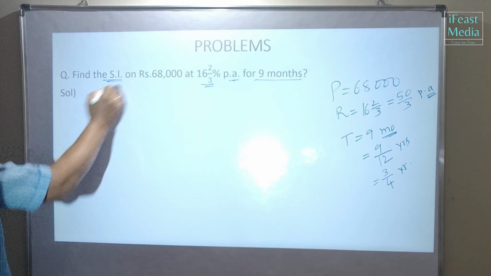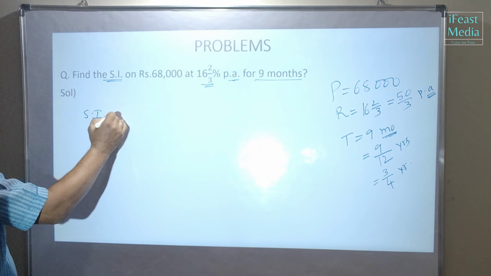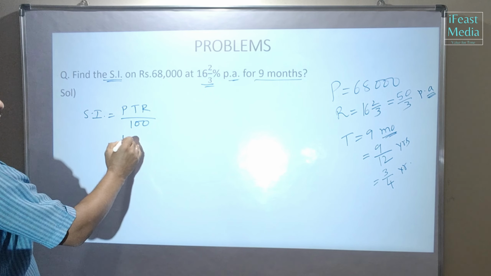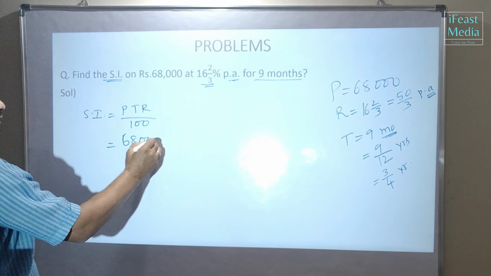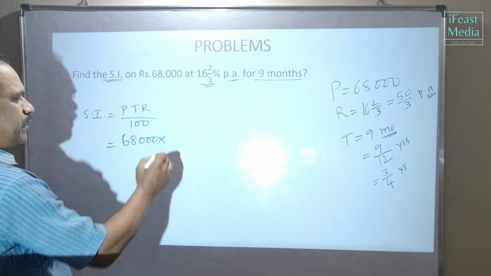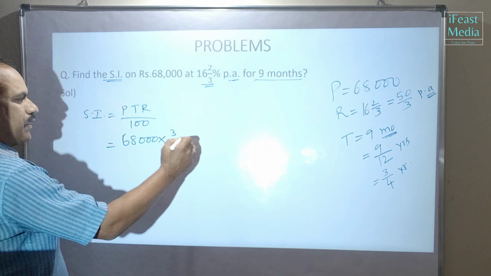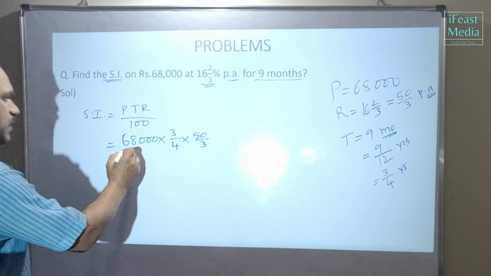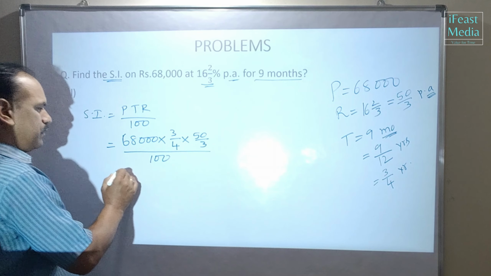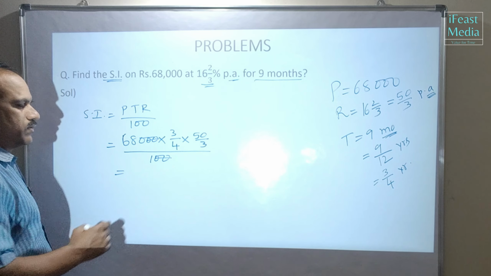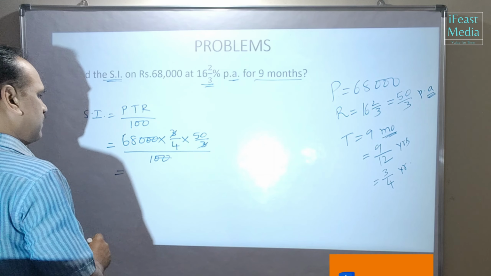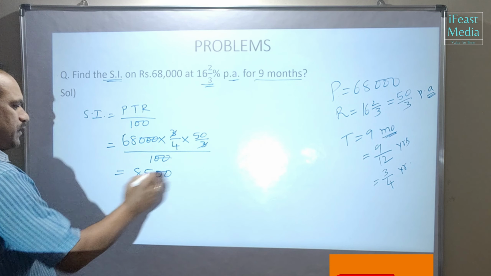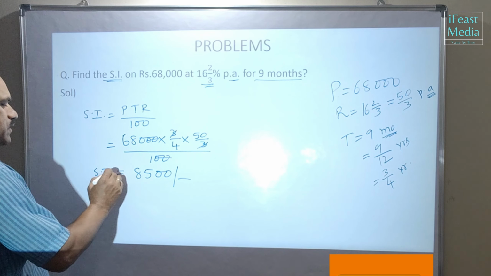Now we should calculate the simple interest. What is the formula of simple interest? It is PTR by 100. What is P here? 68,000. Time is 3/4 of an year. Rate of interest is 50/3 by 100. So you can cancel out these two. 3 gets cancelled, and you simplify, you will get 8,500 as simple interest.